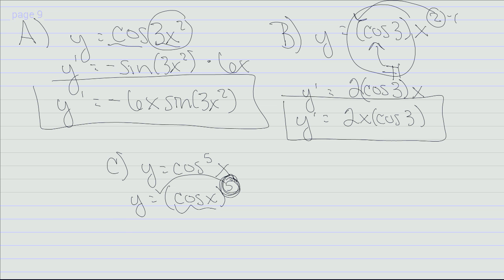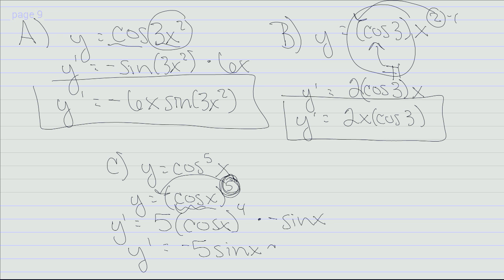So when we take our power out front, y prime is equal to 5 times cosine x, drop it down 1 to the 4th power, times the derivative of the stuff, which is negative sine x, and clean it up a little bit, y prime is equal to negative 5 sine x cosine x to the 4th. Or we can write it y prime is equal to negative 5 sine x cosine 4th x.